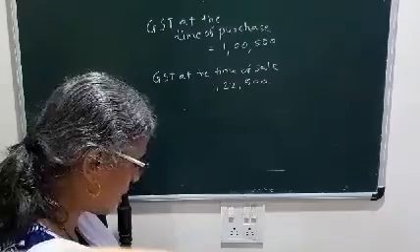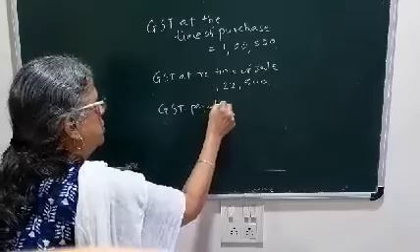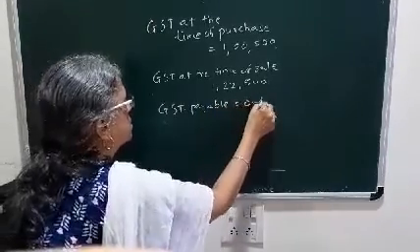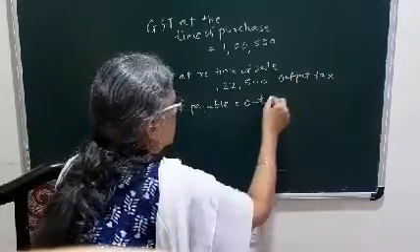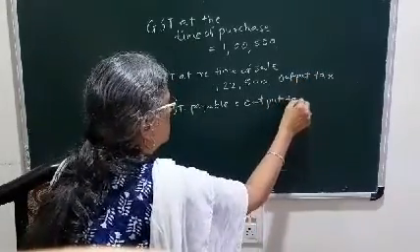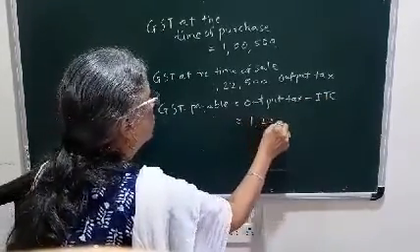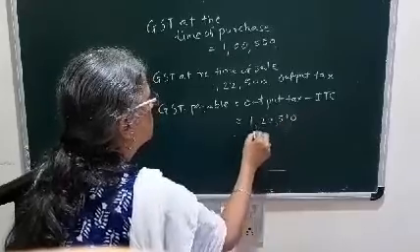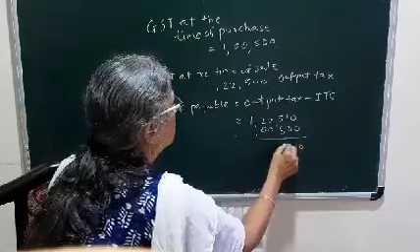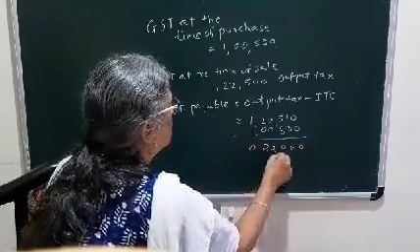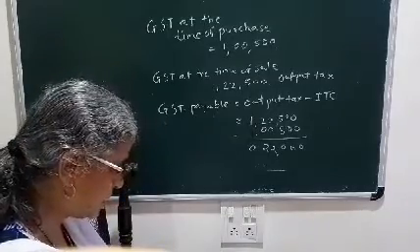So the simple formula is GST payable is equal to output tax minus ITC. So 1,22,500 minus 1,05,000. So 17,500 will be the GST payable by Chetana Stores.